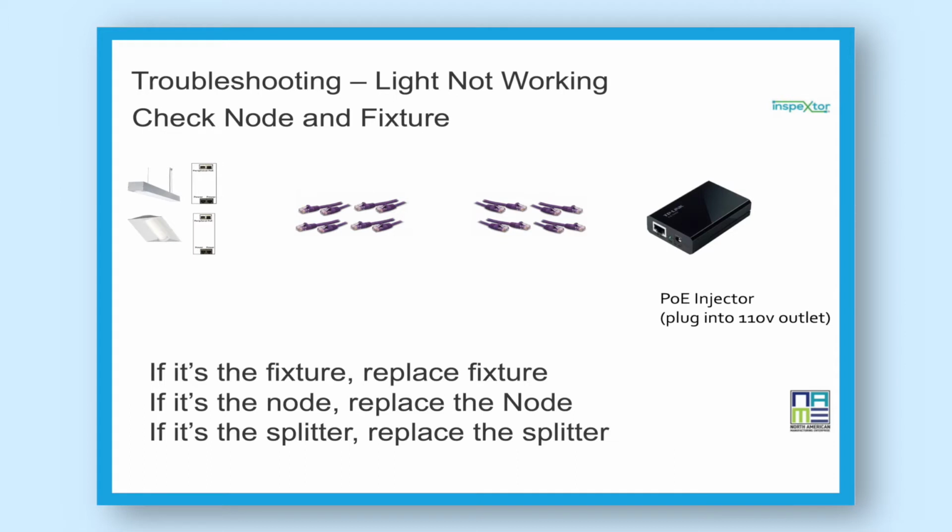And simply, how do you check when there's a fixture not working and you know that it's not the switch, it's actually the fixture? You think it's the fixture. A simple thing to do is grab one of these guys. They plug themselves into a 110. So you find yourself the closest 110.